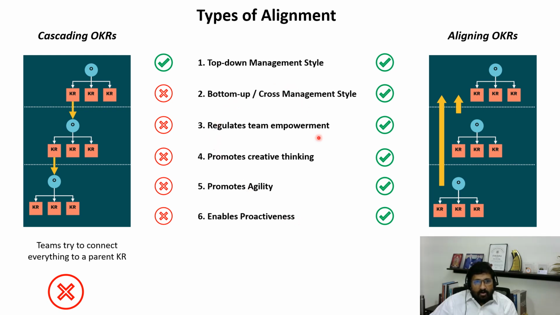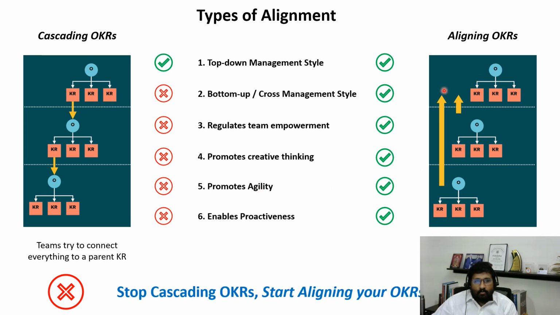So having understood all these things, overall, what kind of alignment we should do is, we must always align our OKRs. We shouldn't cascade. So we must stop cascading the OKRs, start aligning our OKRs. Aligning is nothing but, again, rephrasing it. You need to write your own OKRs, but make sure that OKR is aligned to your immediate next level or the top level OKRs. Okay.